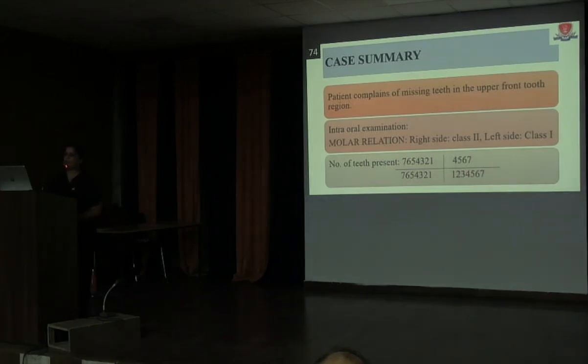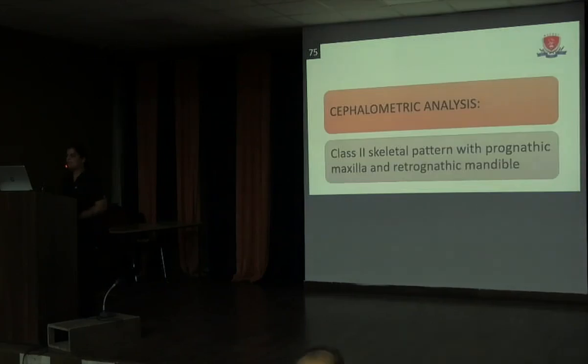Case summary. Patient complains of missing teeth in the upper front tooth region. Intraoral examination shows molar relation class 2 on the right side and class 1 on the left side. The number of teeth present: 1 to 7 teeth are present in the first, third and fourth quadrant and missing 2-1, 2-2 and 2-3. Cephalometric analysis shows a class 2 skeletal pattern with prognathic maxilla and retrognathic mandible.